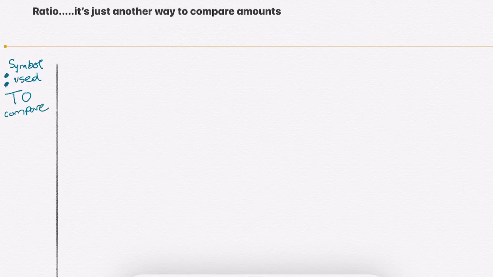And this symbol is used to compare. And that's our key word here. And some students often forget to pronounce it properly. And it's simply the word to. So in my case, I've got 2 rolls, and that's 2 rolls to 20 grams of cheese.